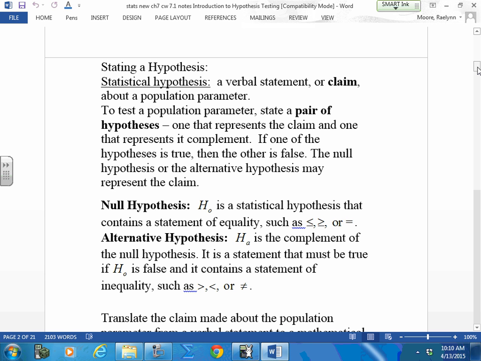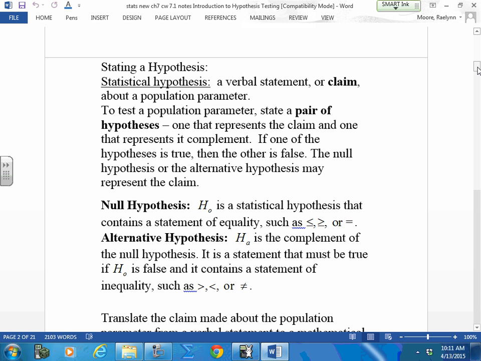Okay. Stating a hypothesis. This is the most important part about your research, your scientific experiment, and your statistical experiment. It's your hypothesis. It's what I am looking at. How am I going to test this? And in statistics, it's going to make a big difference because one is going to be your null hypothesis, and the other one's going to be an alternative hypothesis. So it makes a big difference on how we state this. A verbal statement or a claim is what your hypothesis is.